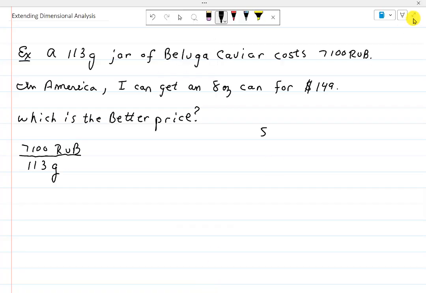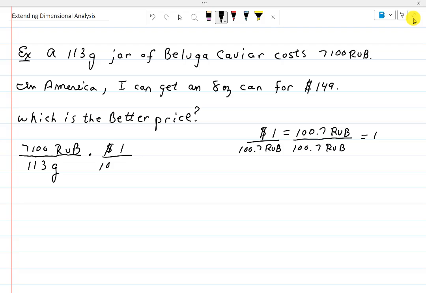So let's put it over here. $1. Now remember, if I divide by 100.7 rubles on both sides of this, then this will equal 1. When I multiply by 1, I'm going to do it in the sneaky way where I'm going to do $1 divided by 100.7 rubles. This way those cancel.